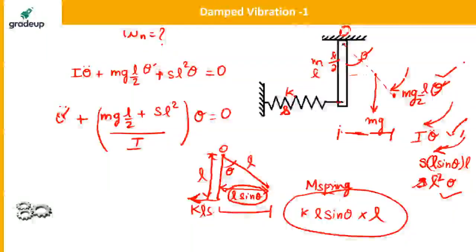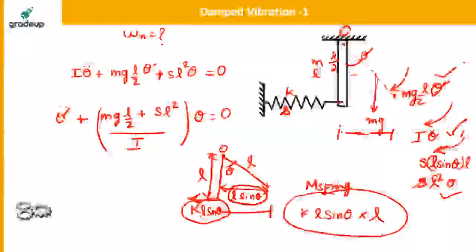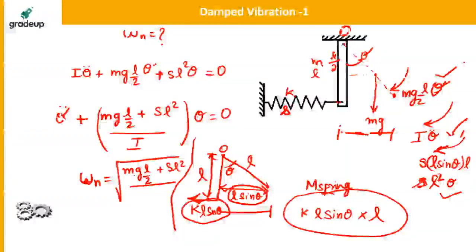Is that clear? Now we have theta double dot equals minus (mg L by 2 plus K L square) by I. Fine. Now what is the next step? So this omega n, how to get omega n? Omega n is equal to the square root of the complete term, (mg L by 2 plus K L square) upon I. Is that clear? Fine.